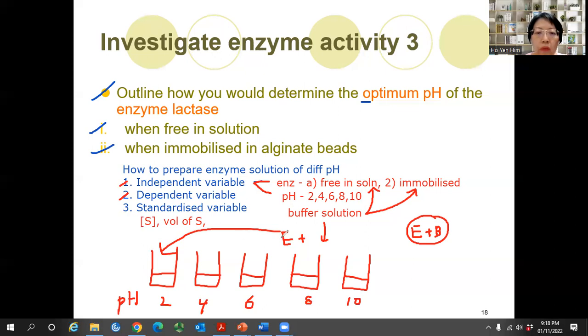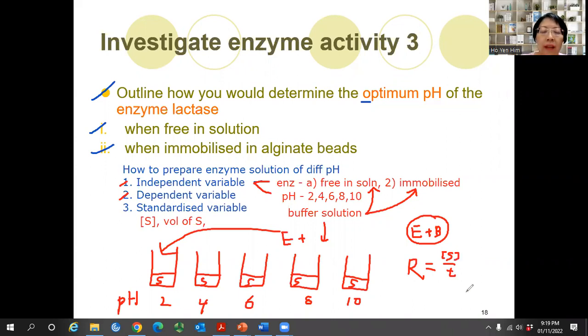So put in the enzyme to this substrate. Okay, so these are substrate. Add the enzyme to the substrate, mix, and then start timing, because the rate of reaction is equal to the rate of change in substrate concentration versus time.